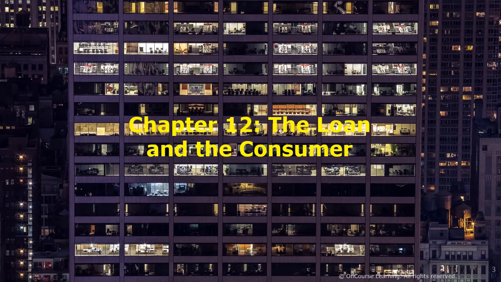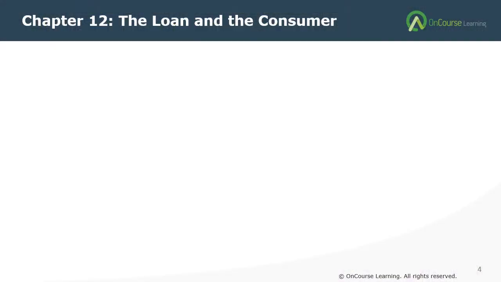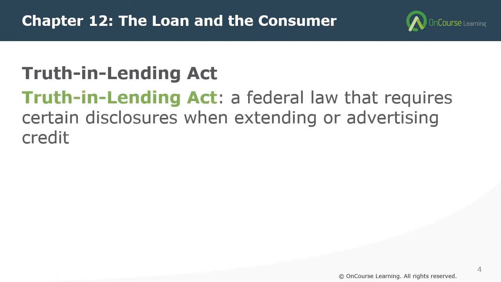Chapter 12, Loan and the Consumer. Let's start off by looking at a federal law that affects the lending process. Formally, it is called the Federal Consumer Credit Protection Act, but is generally known as the Truth in Lending Act. This is a federal law that requires certain disclosures when a lender is extending or advertising credit. The whole aim of the Truth in Lending Act is to protect consumers.